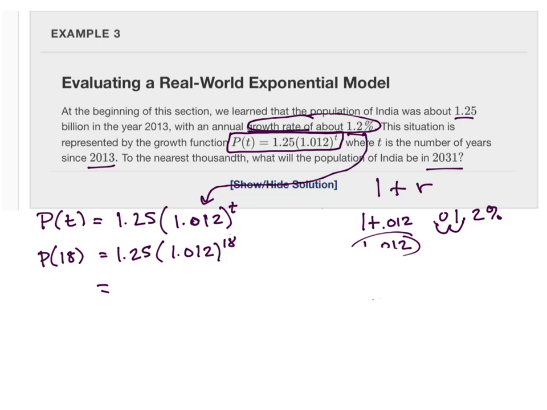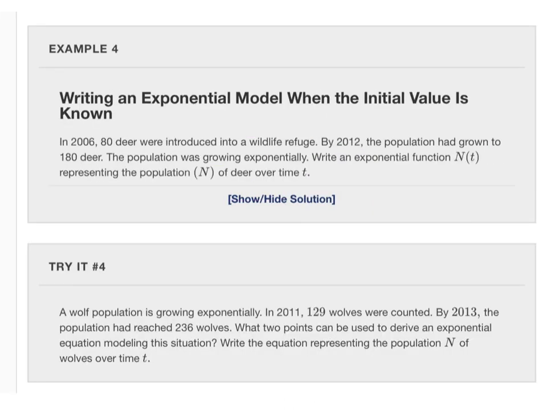I did too. 1.549. Perfect. This is P of 18. Are we good here? No questions at all? So that's the final? Yeah, so that's the population of India. And this would be in billions. So 1.549 billion people. Cool? Let's try another one.